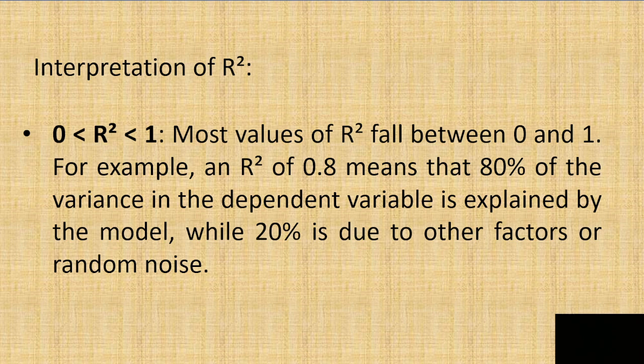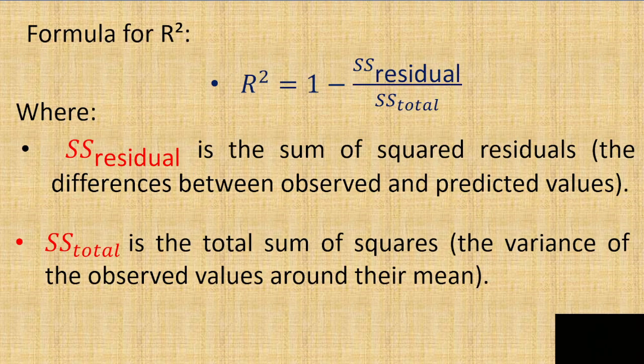So the formula for r squared is equal to 1 minus SS sub residual all over SS sub total, where SS sub residual is the sum of squared residuals and SS sub total is the total sum of squares, the variance of the observed values around their mean.